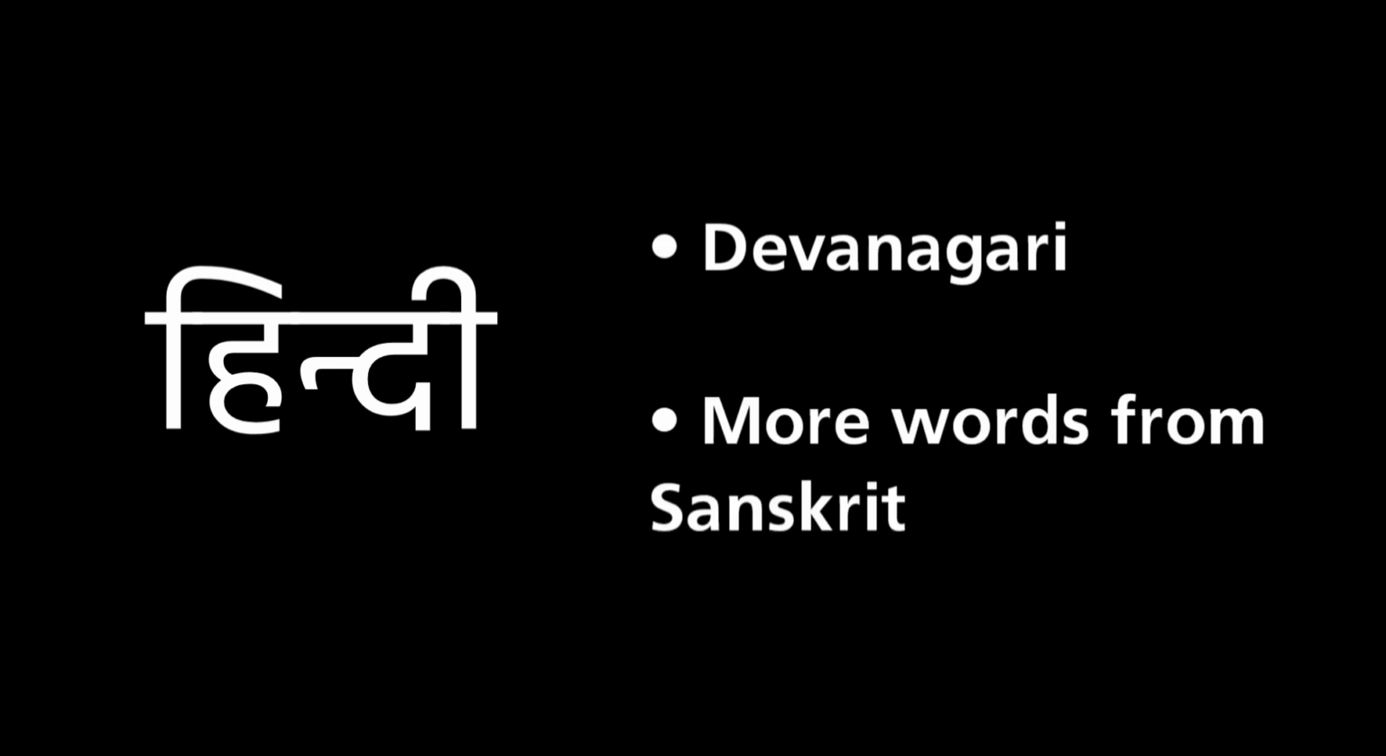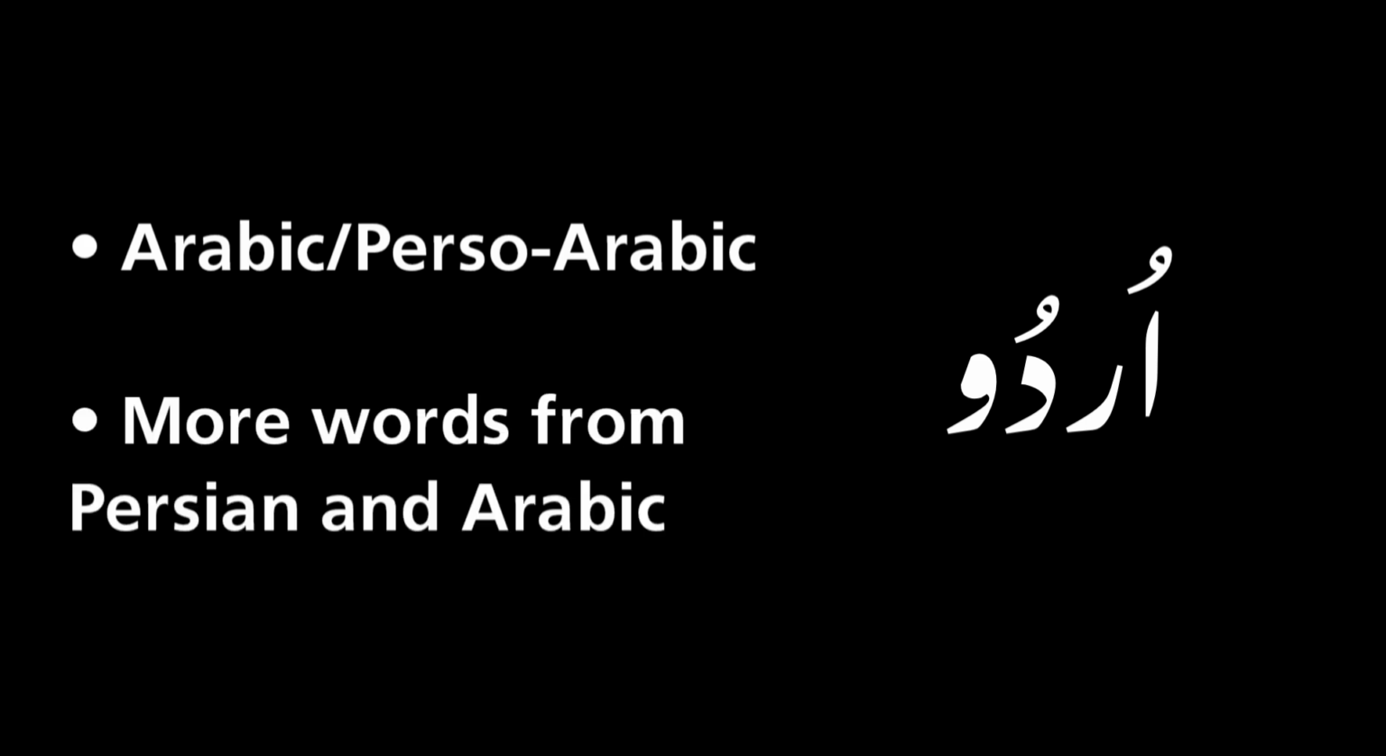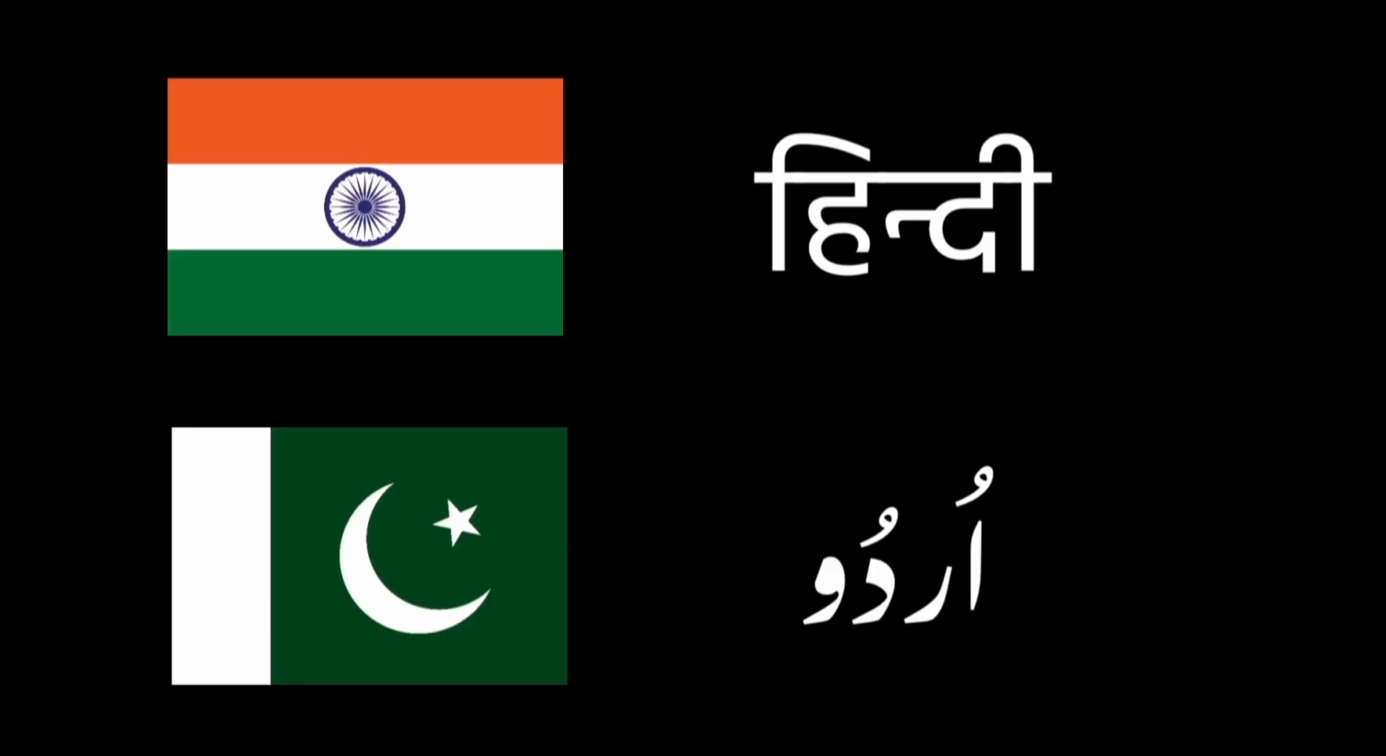Although Hindi is always written using the Devanagari script and utilizes more Sanskritized words in its standard form, while Urdu is always written using the Arabic alphabet and is more likely to use words derived from Persian and Arabic. In this case, it seems simple. India for Hindi and Pakistan for Urdu.